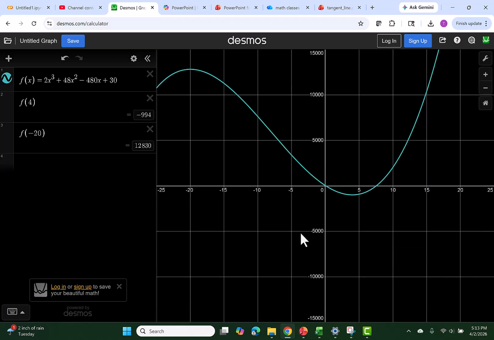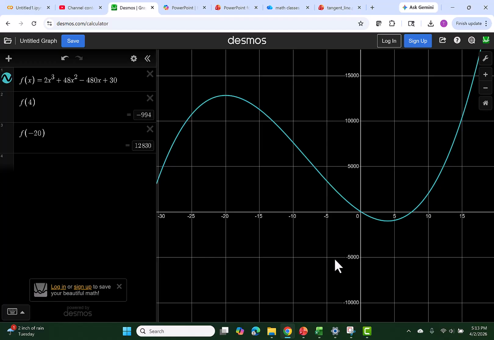Now I can see a nice curve to the graph, and I can move it around if I want to see more points. You could click on the graph, which will verify my high point at negative 20 and my low point at positive 4.